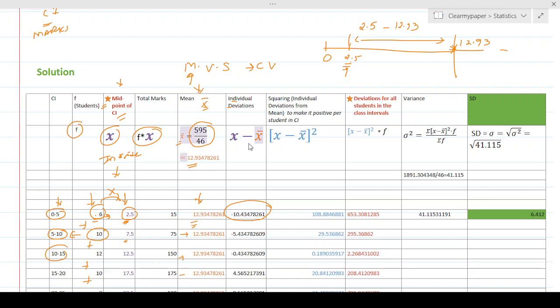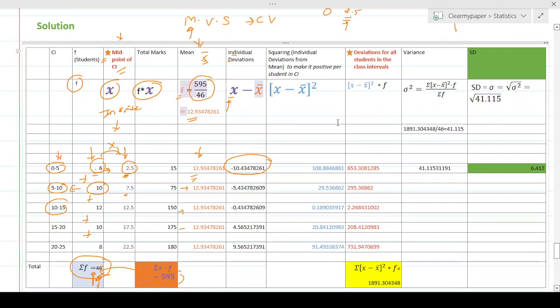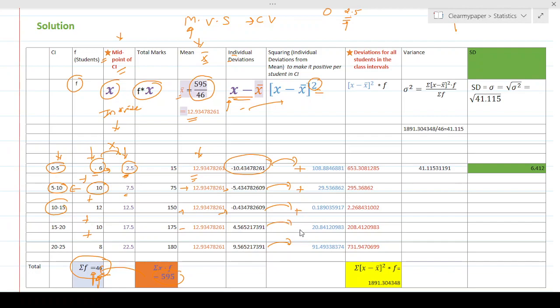Just do a difference of x minus x bar, where x is the midpoint and x bar is the same value, 12.93, for all of the rows. And like we anticipated, some of these individual deviations will be negative, which we don't want. One way to get rid of the negative value is to take the square. So we square the difference, and once we square it, we get a positive value for each squared difference. So this is the difference and this is the square difference.